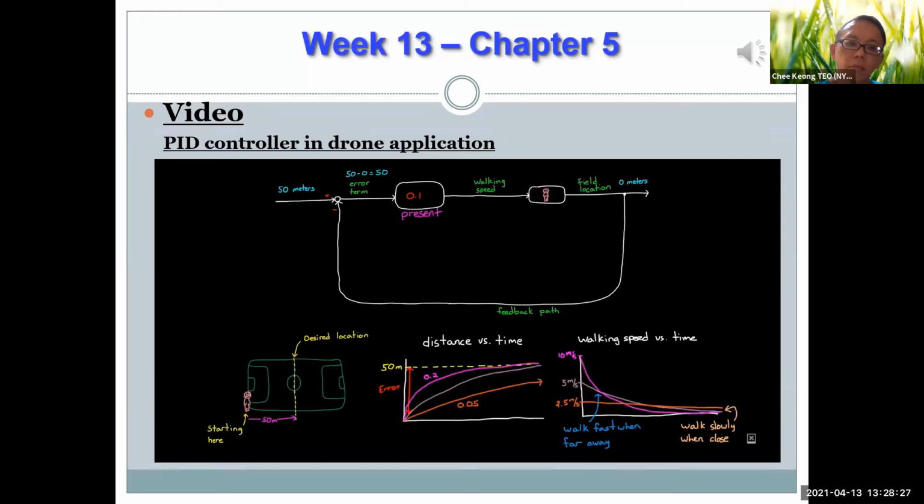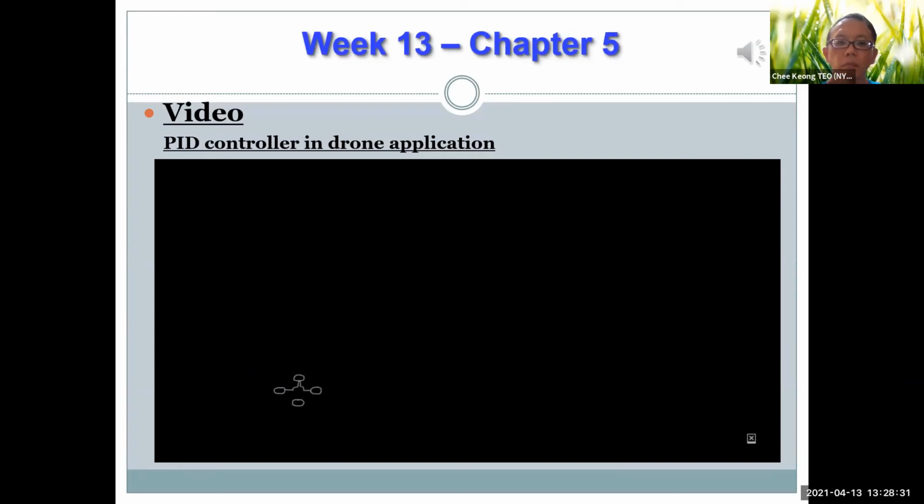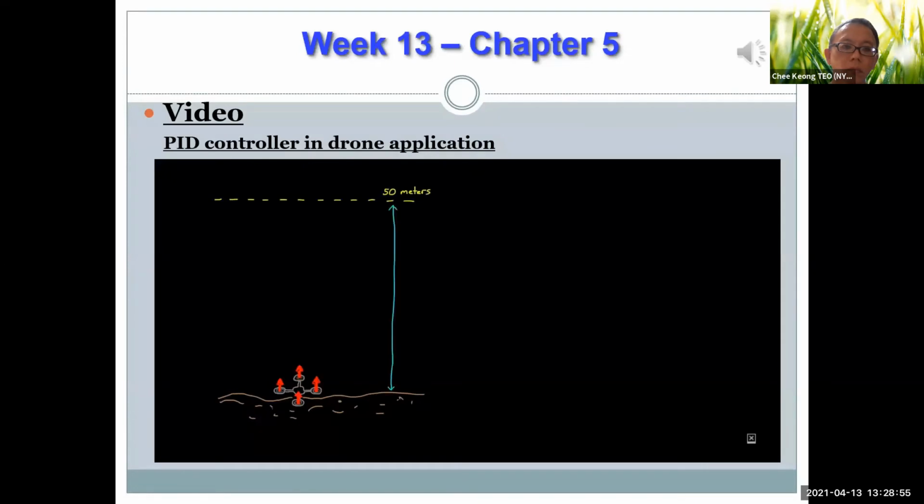I mean, just multiplying the present error by a number seems to work. Well, let's try it again on a different system and see if it performs the same way. In this second example, you want to design an altitude controller for a quadcopter drone. The drone has 4 propellers, and when they all spin up together, they produce a force that lifts the drone up into the air. This is similar to our walking example in that we're trying to get to a specific location, but this time we want to get our system to hover at an altitude of 50 meters.